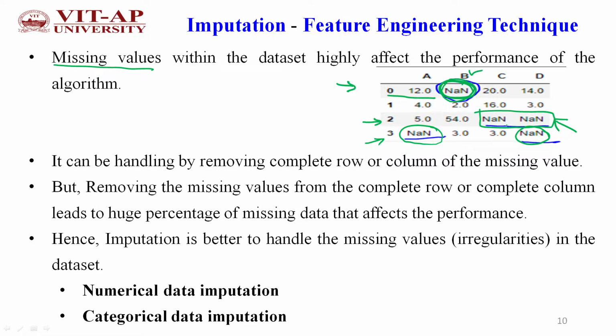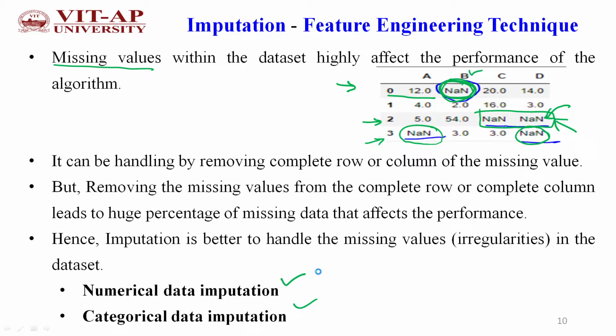If the values are missing, then the contribution of these values to our model is not available. If these values are not contributing to our model, then the performance of our designed ML model will decrease. So to avoid that, we can use numerical imputation and categorical imputation. These two methods are used to handle the missing values.